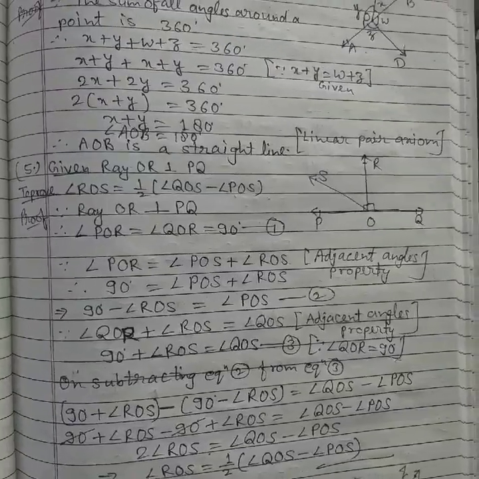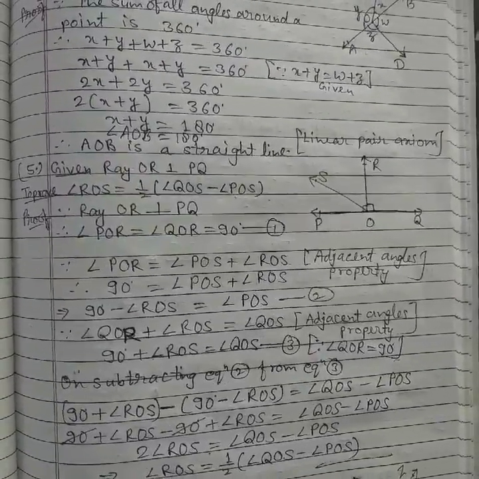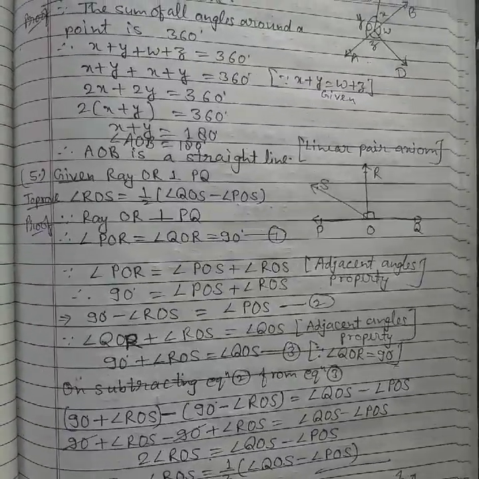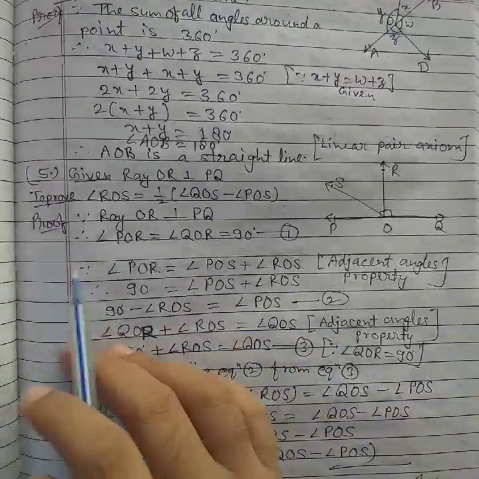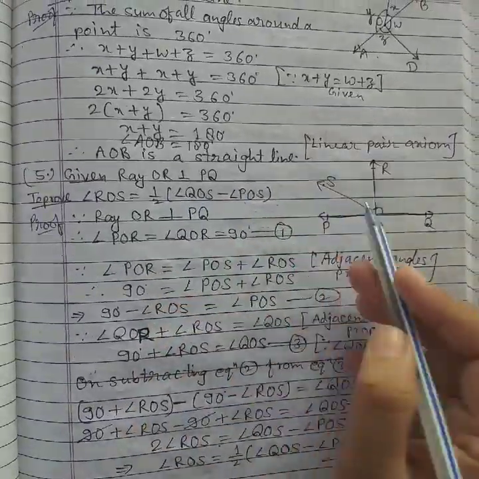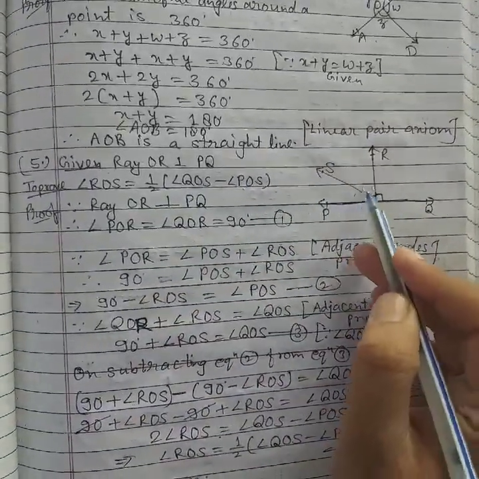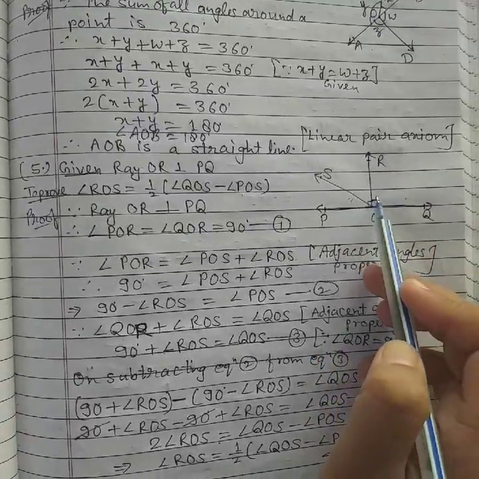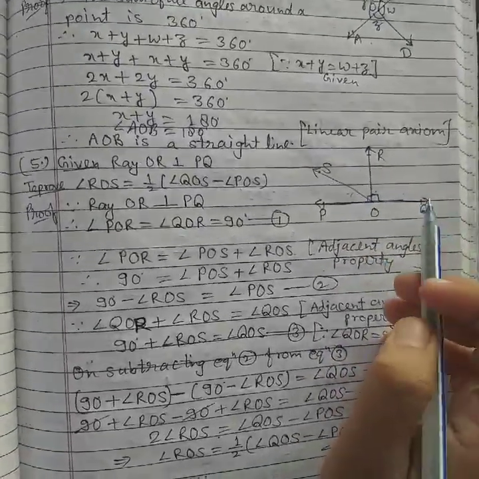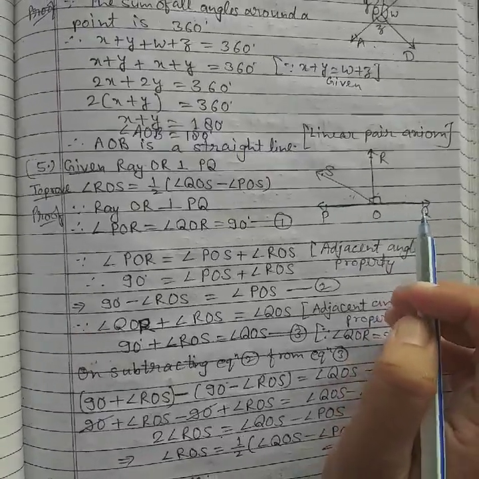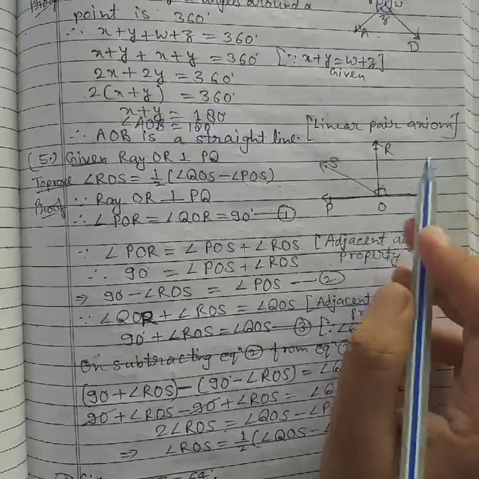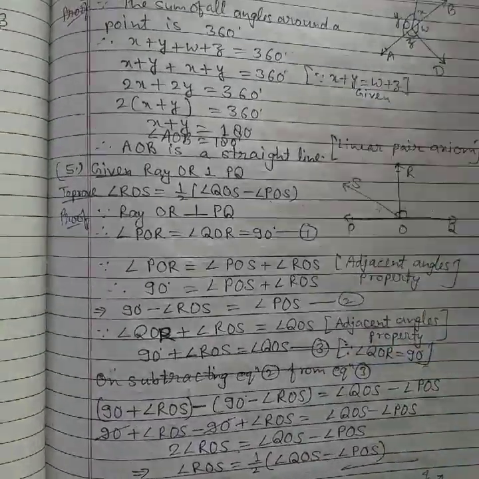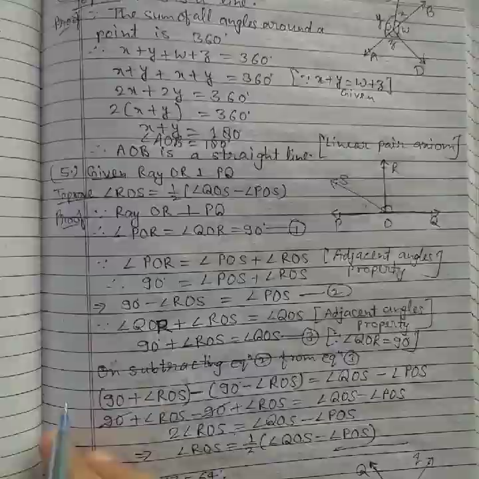OS is another ray lying between OP and OR. Prove that angle ROS equals half of angle QOS minus angle POS. So here see what is given firstly, POQ is a straight line, it is a straight line means the sum of all angles is 180 degrees. Ray OR is perpendicular, OR perpendicular means this angle is 90 degrees, we can write both the angles are 90 degrees. OR is perpendicular on PQ, and OS is another ray, OS is another line which is coming between OP and OR. Clear? We have to prove that ROS is half of angle QOS minus POS.